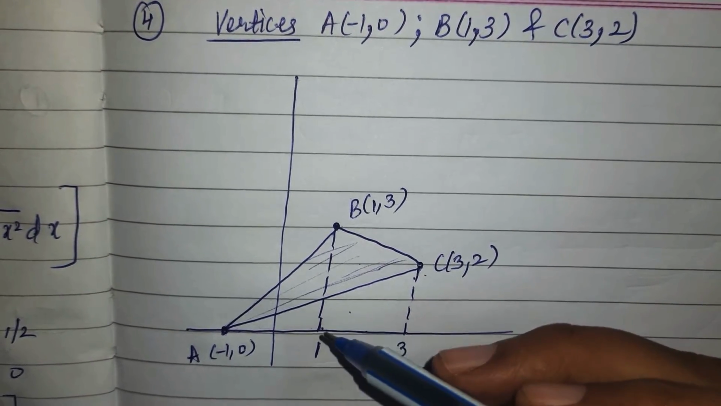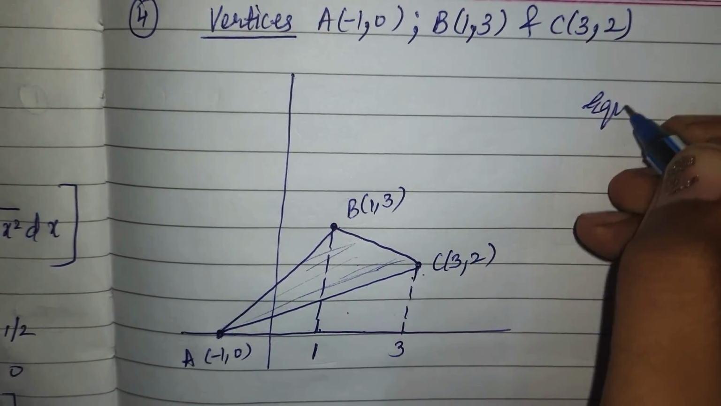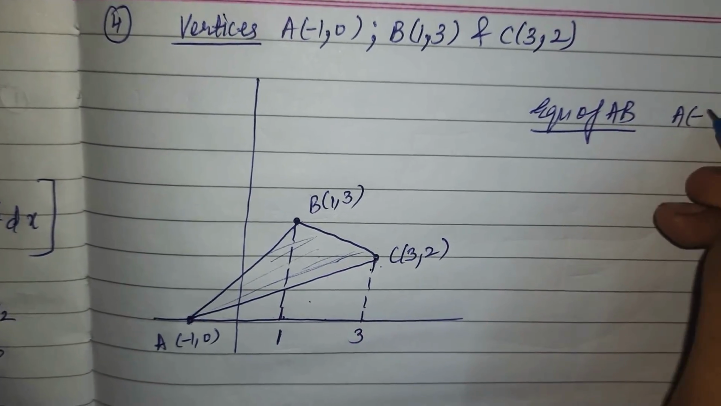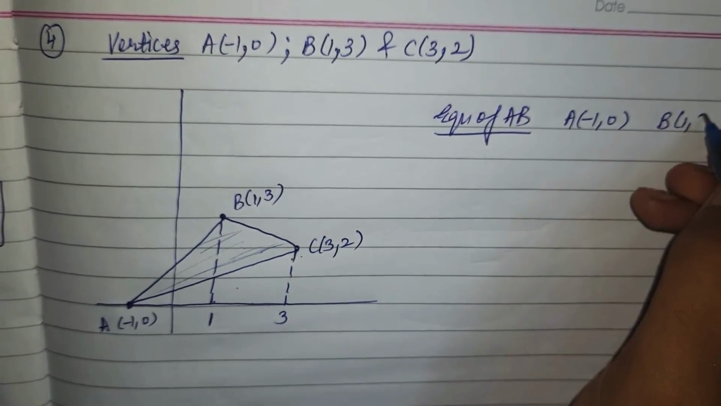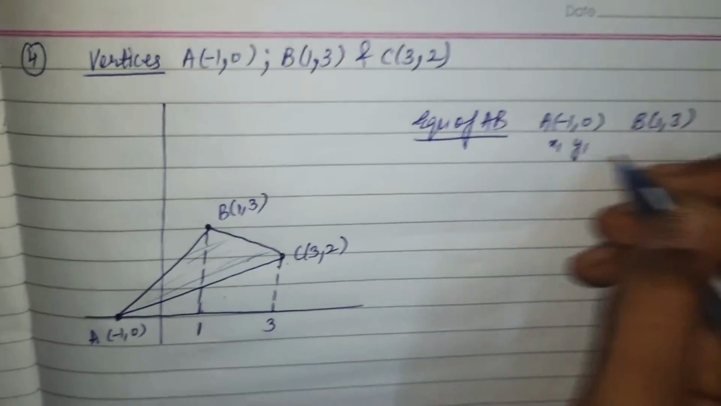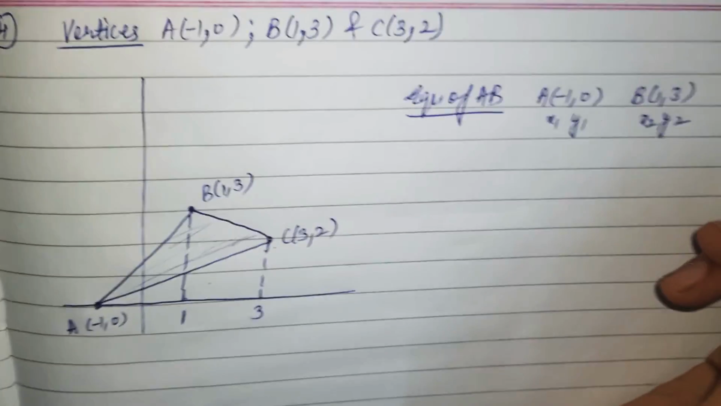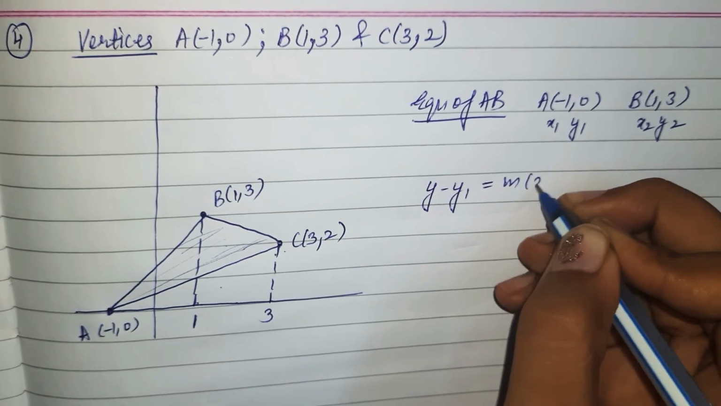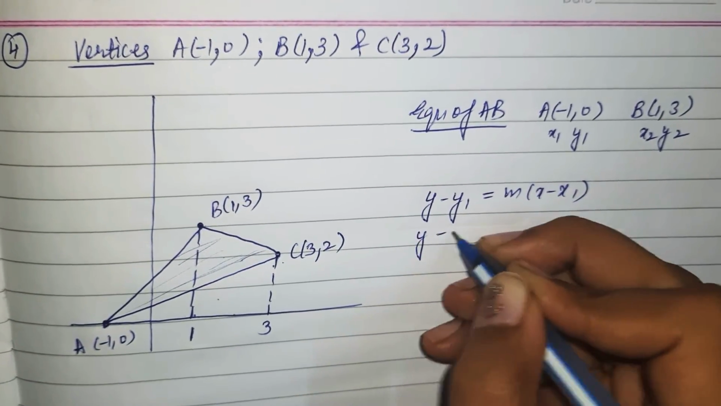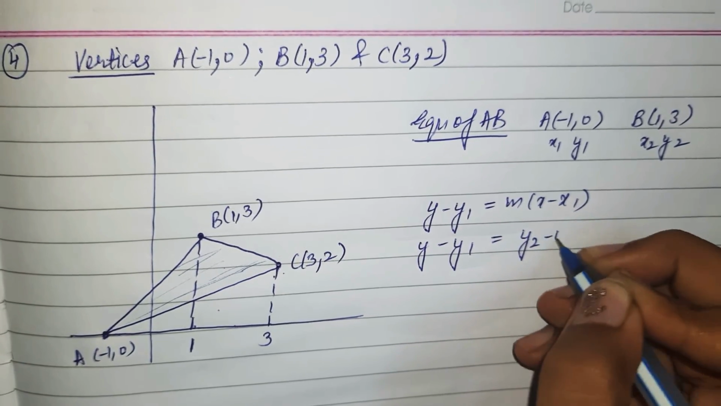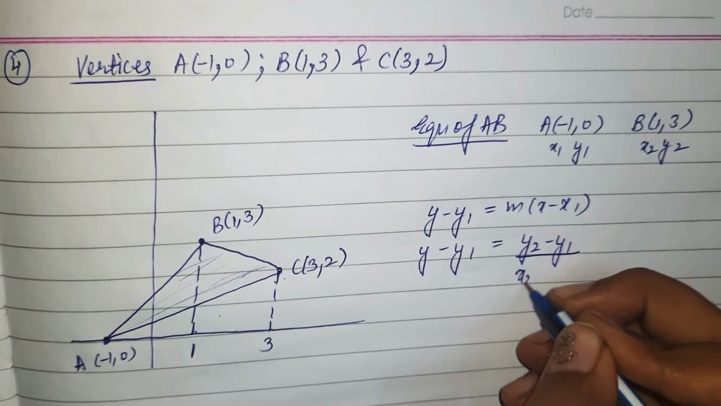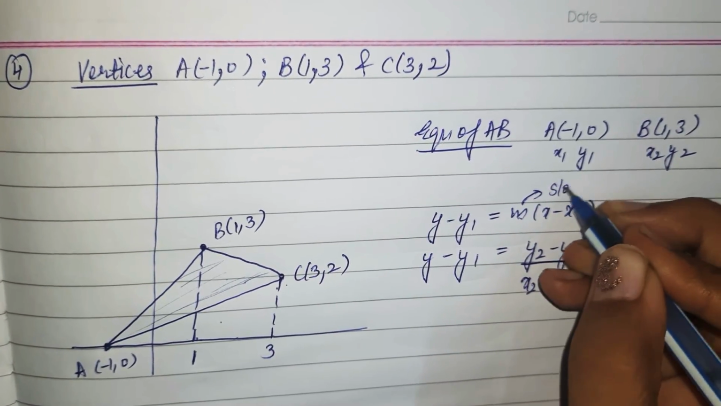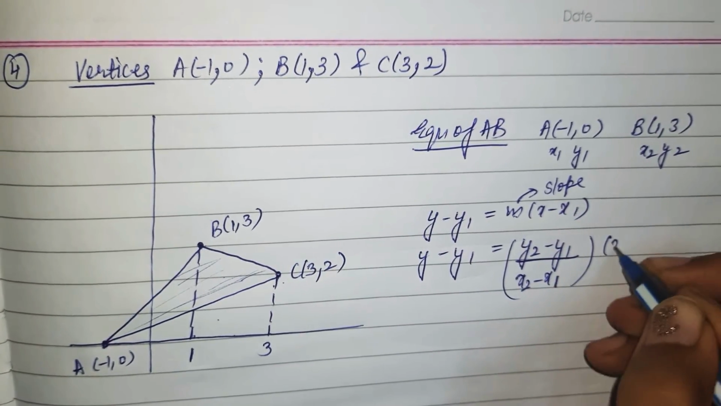Now, you are already aware of how to calculate the equation of a line. If I say the equation of AB, the points are A is minus 1, 0 and B is 1, 3. This is your x1, this is your y1, this is your x2, this is your y2. So in the two-point slope form, y minus y1 equals m into x minus x1. The slope can be calculated whenever two ordered pairs are given. The formula for calculating the slope is this; m is the slope.